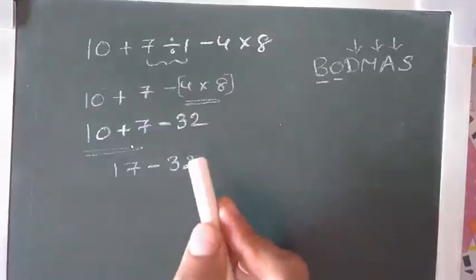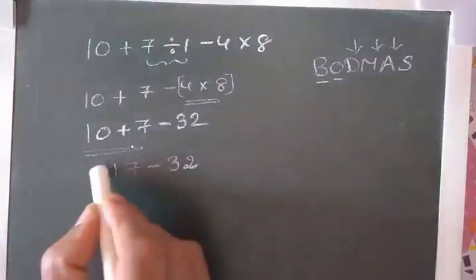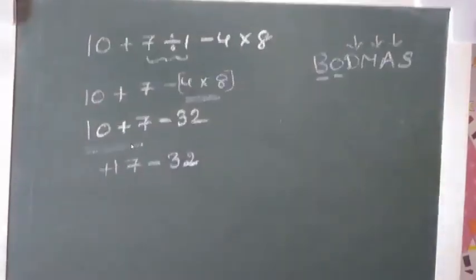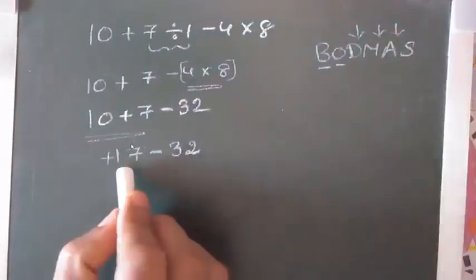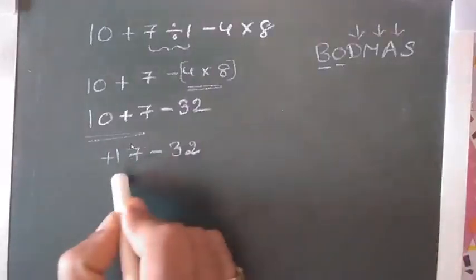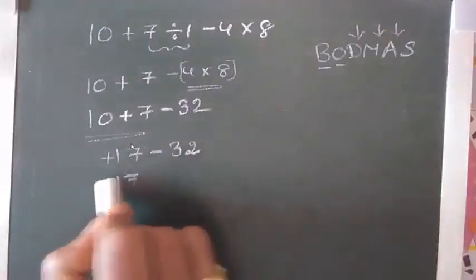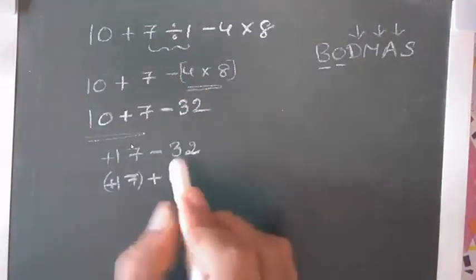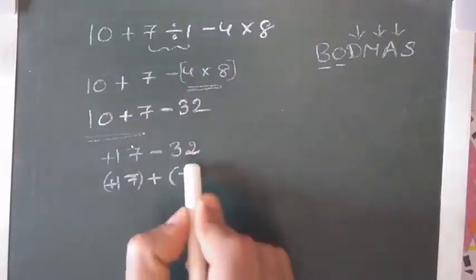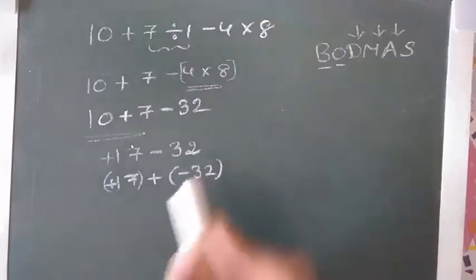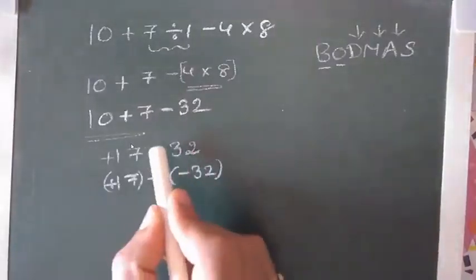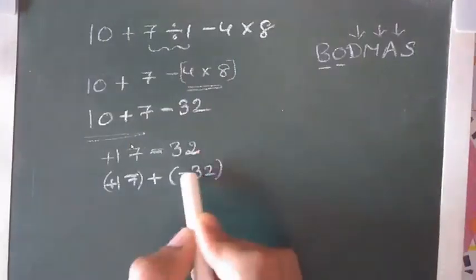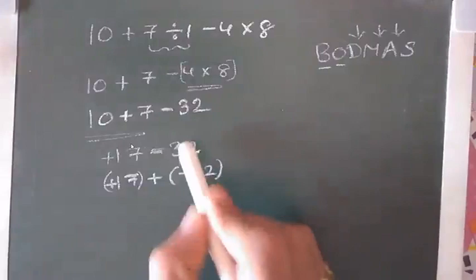32. So here this is plus 17, this is minus 32. Means you are subtracting 32 from 17. How to subtract, what is the rule for this? First you have to convert the subtraction into addition. So 17 plus of minus 32. How to write this? I am changing the minus sign to plus, and 32 as minus 32, because I am taking the additive inverse of 32 as minus 32.